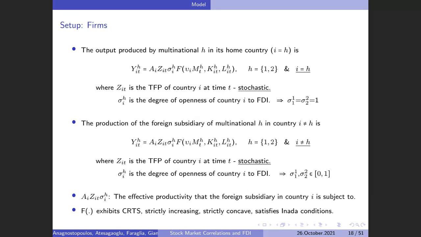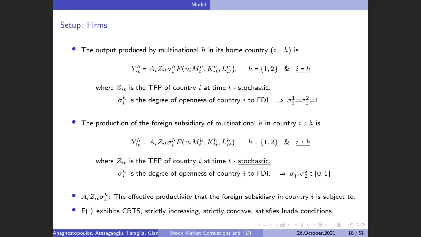Now, Z_IT is the shock. So the mean of that is 1, and Z_IT is the level of the general productivity shock in that economy. As a result, a US firm operating in the rest of the world is going to be affected by the productivity shocks in the rest of the world. So that's the level of productivity, and that's the shock to the productivity.